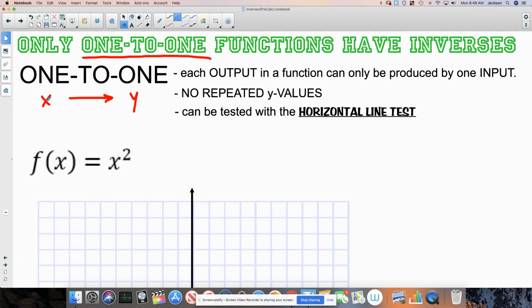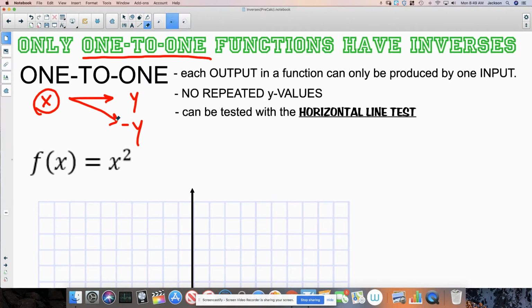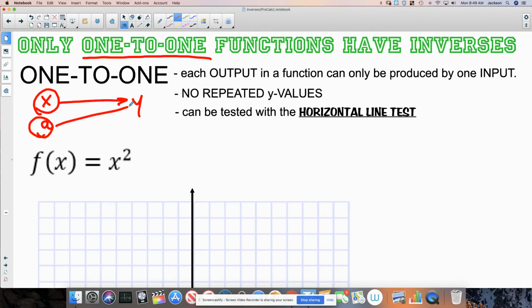We talked about how you can't plug in x and get y, and then plug in x and also get, you know, negative y. That's bad. You can't have one input value produce two output values. This means something can't be a function. But we did say that it is okay for a function, if you plug in x and you get y, and then you plug in a and you get y again. We said that's okay. Let's use this example.